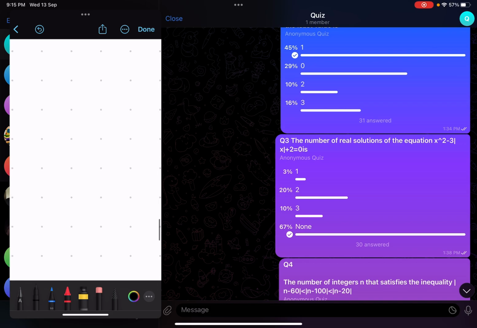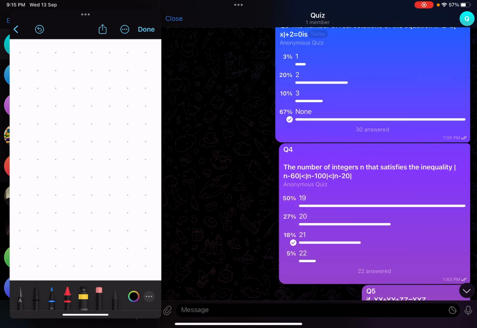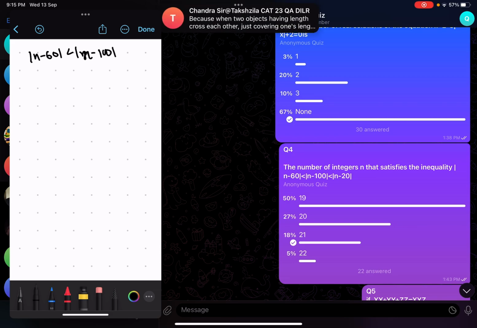Done this much. Question number 4, the number of n that satisfies the inequality, this. This is a very good one. We have done this before as well. |n - 100| < |n - 20|.